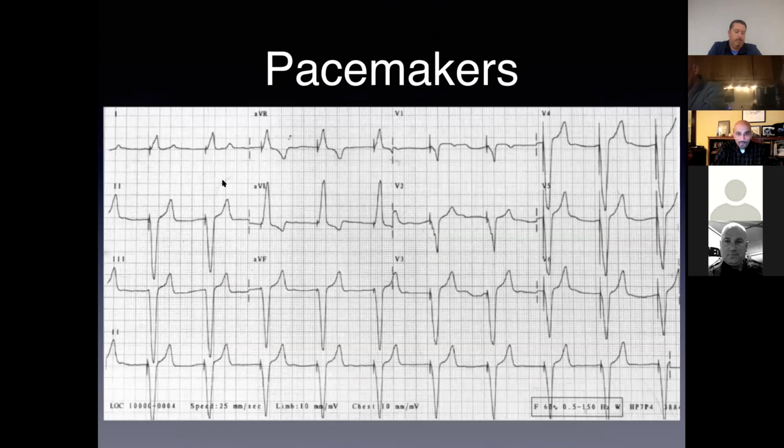So here's a pacemaker. You can see the pacer spikes, you see the QRS is wide. And again, you can see that the pattern of the pacemaker is just like a left bundle. It's positive in 1, positive in AVL, negative in V1 and V2. And the same thing applies with the T wave. The T wave is generally in the opposite direction of the QRS. And the ST segment usually changes a little bit as well. Everybody see that? Any questions on that?